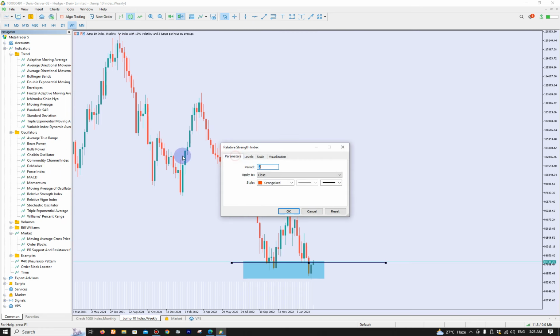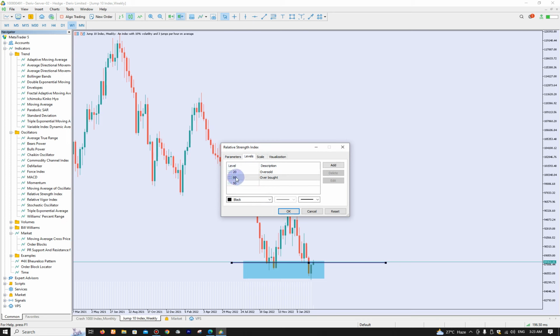This is how the RSI is. This is my setting for the RSI. Normally the RSI comes with the number setting, period 14, close, the color of your choice, and it comes with the oversold region 30 and 70.